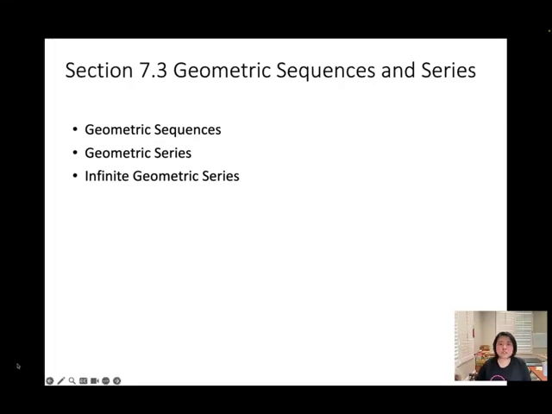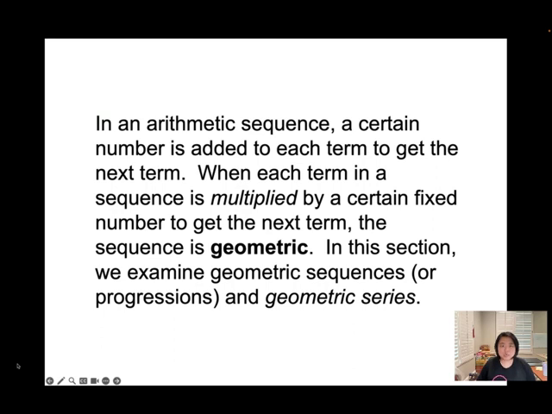Section 7.3 Geometric Sequence and Series. In an arithmetic sequence, a certain number is added to each term to get the next term. When each term in a sequence is multiplied by a certain fixed number to get the next term, the sequence is geometric. In this session, we examine geometric sequence and geometric series.